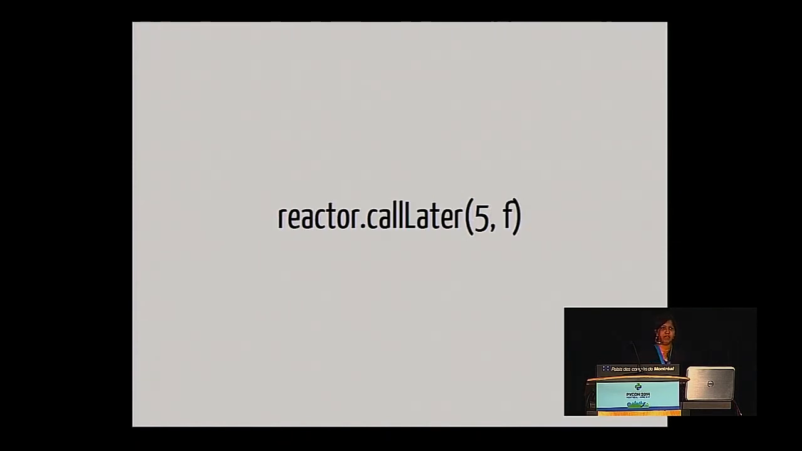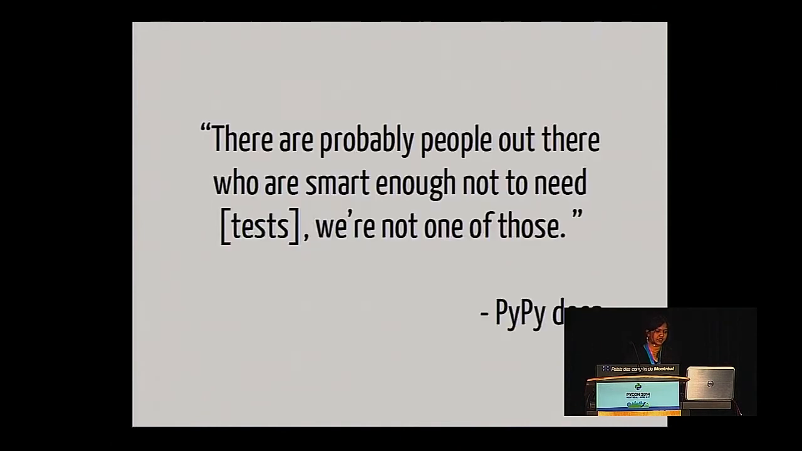Now, the second part of the algorithm was about scheduling delayed calls. The reactor has a method called callLater that does this for us. And in this, we are basically scheduling a call to the function f after 5 seconds. So that's what that does.